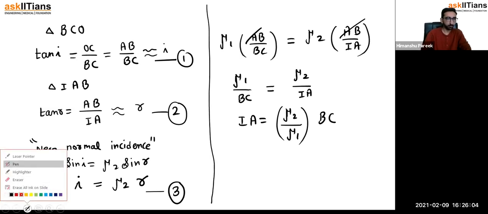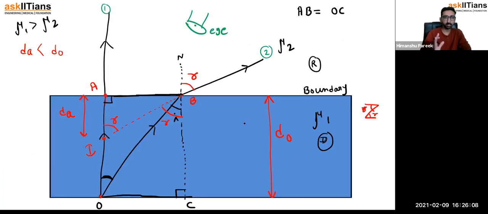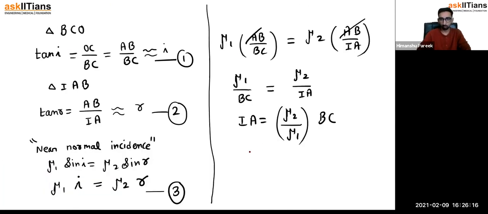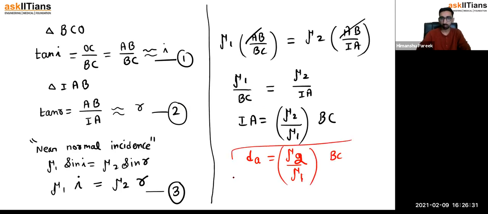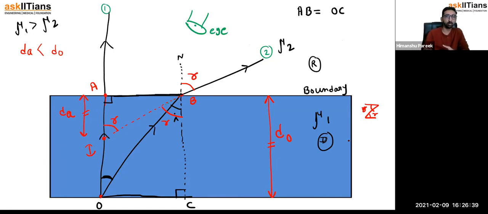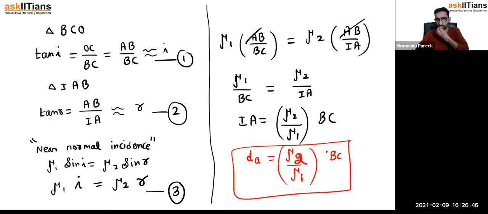Now here we are at the final result. What was IA? IA was the apparent depth. And what was BC? It was the actual depth, the original depth. So the apparent depth is equal to mu2 over mu1 multiplied by BC. Okay, so that's how we get the answer here. So mu2 was less than mu1. The light ray was going from denser medium to rarer medium, so mu1 was greater than mu2. We have already put the condition. Let me write BC as the actual depth, DO, original depth or actual depth, and DA is the apparent depth.